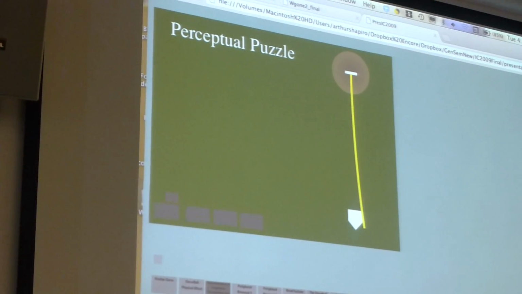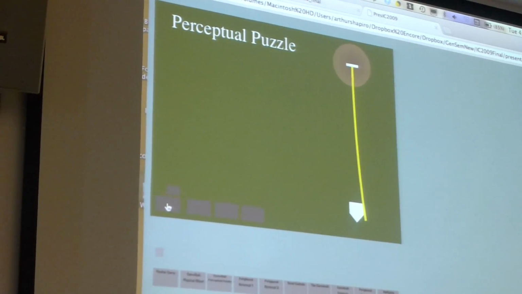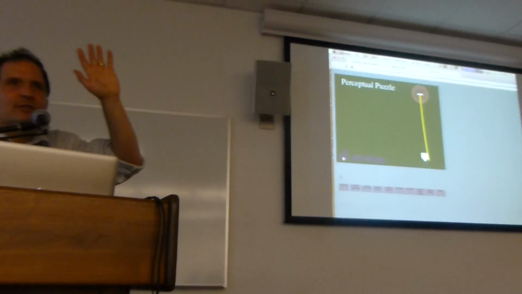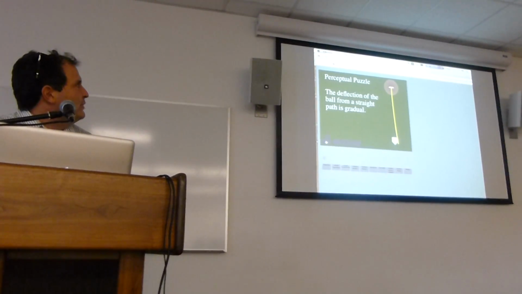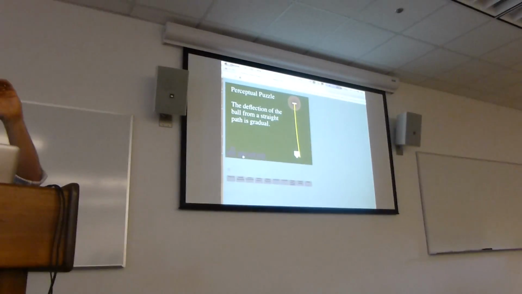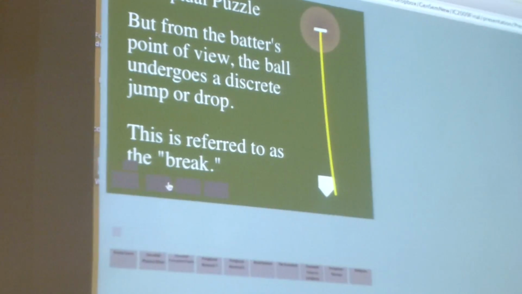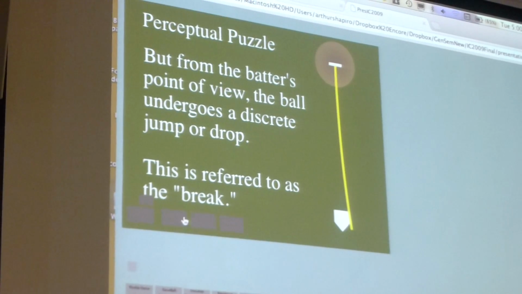It's a perceptual puzzle, however, because if you go through your PITCHf/x system, and when I say PITCHf/x, do you know what I'm talking about? Just want to see the crowd. No one. If you measure where the balls are moving, the deflection from the straight line is gradual. You can pick it up with straight physics, and it should look like it's bending down in something that we can predict easily.